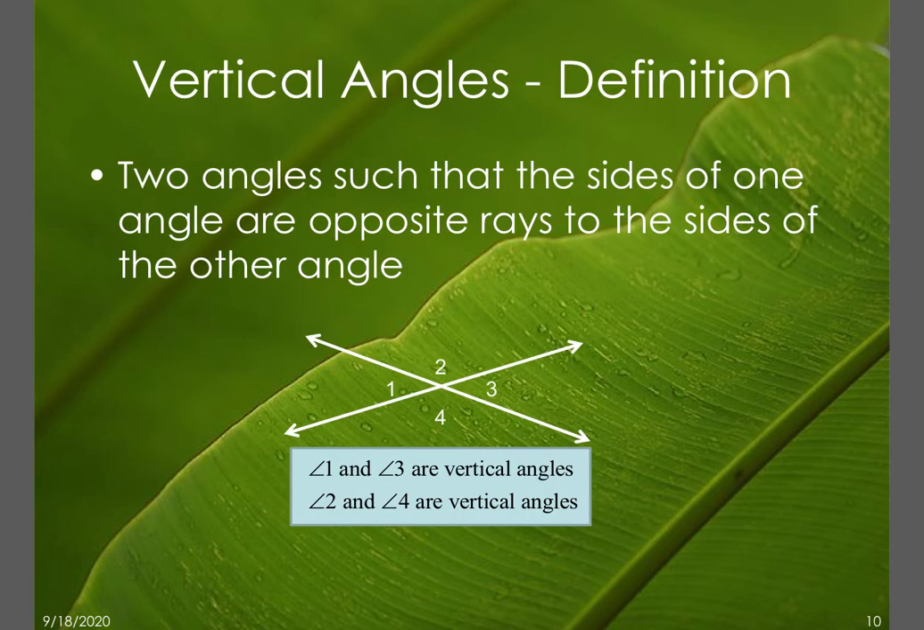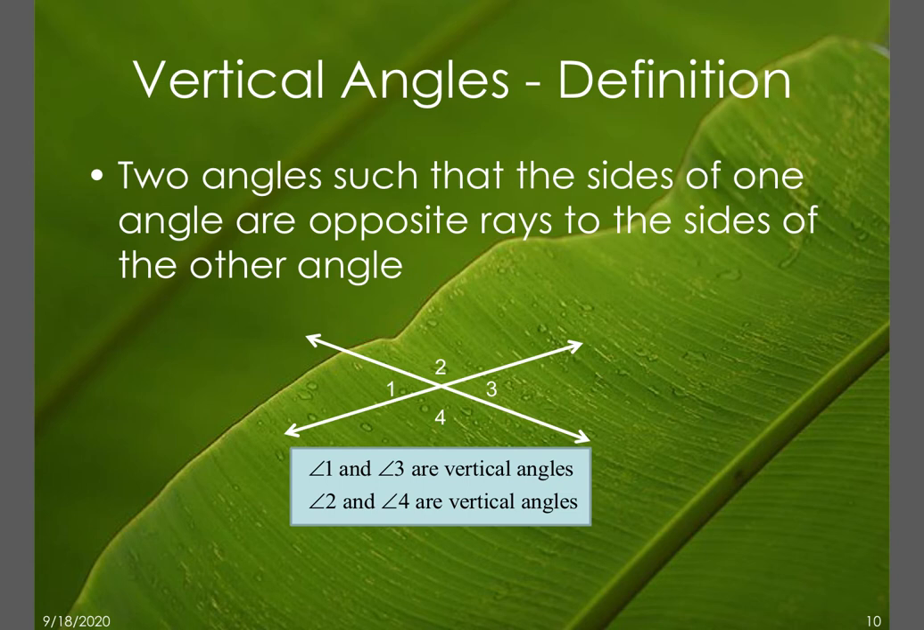All right, and then vertical angles. So we know the definition of a vertical angle. These are two angles such that the sides of one angle are opposite rays to the sides of the other. Hopefully we remember this. That is the definition of a vertical angle. So just by looking at this diagram, you should be able to tell me that 2 and 4 are vertical angles and 1 and 3 are vertical angles. That's the definition of them.